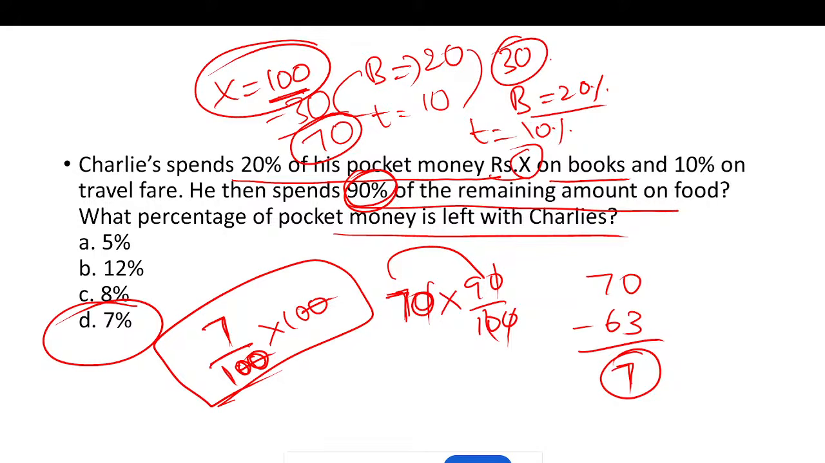He is spending 63 rupees on food. This 63 is what percentage out of total pocket money? 100 into 100. 63 percentage.